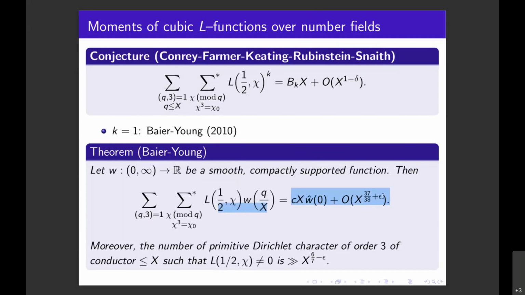Could you remind us what the star on the sum symbol means? The star means that I'm summing over primitive characters. Yeah, so whenever I have the star, the sum is over primitive characters.